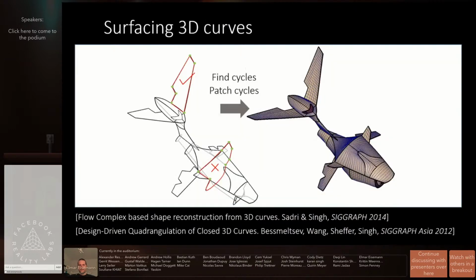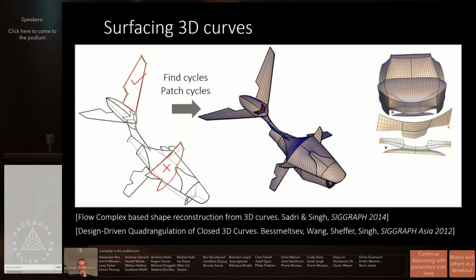These techniques all generate a network of 3D curves. To create a surface 3D model, we need to solve two further problems. First, we need to figure out which cycles among the exponential number of cycles in the graph of 3D curves correspond to surface patches. And then once we know which cycles to patch, how do we patch them? As you can see, some cycles can have quite a complex and sometimes ambiguous shape, and a mix of geometry, topology, and user interaction is needed to solve the problem.